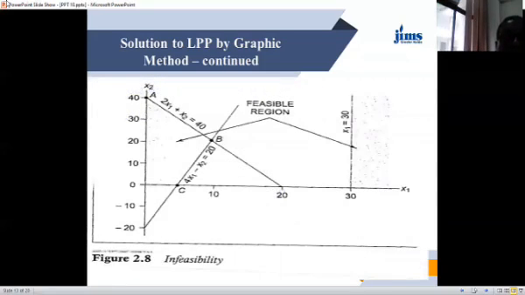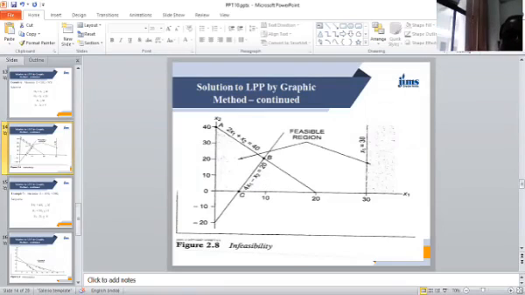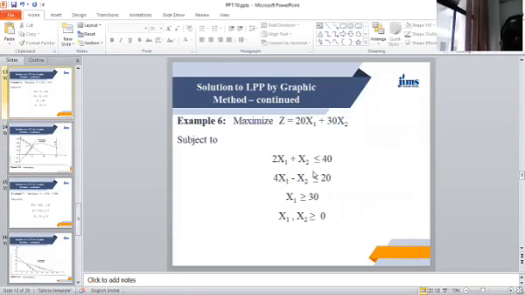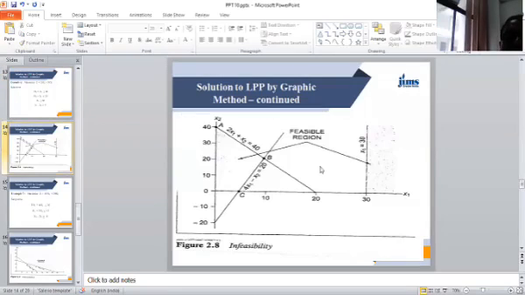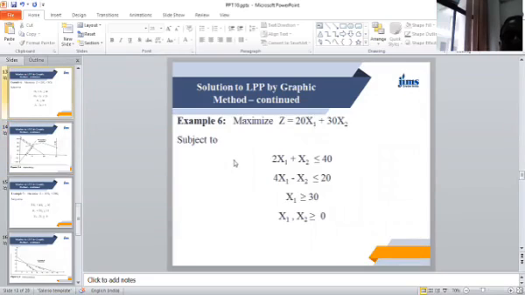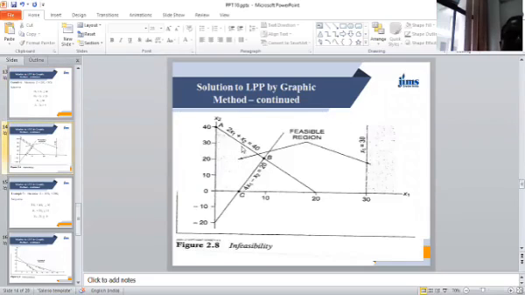So we draw the graph. When we draw the graph of 2x1 plus x2 is less than or equal to 40, this is the line, and less than or equal to 40 means the solution will come below this line.